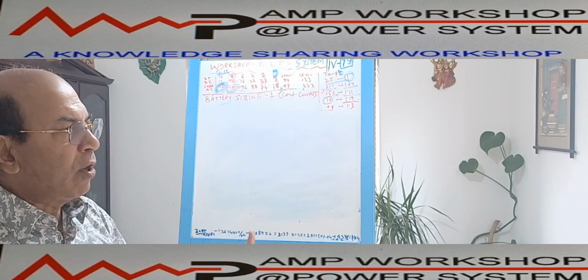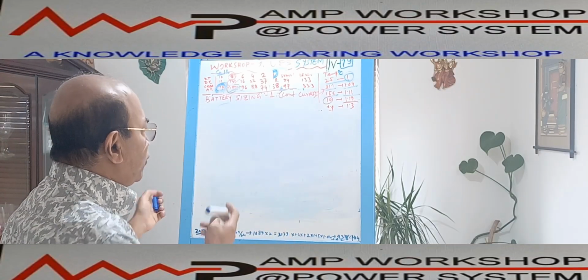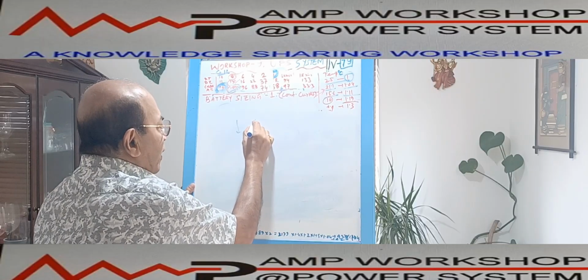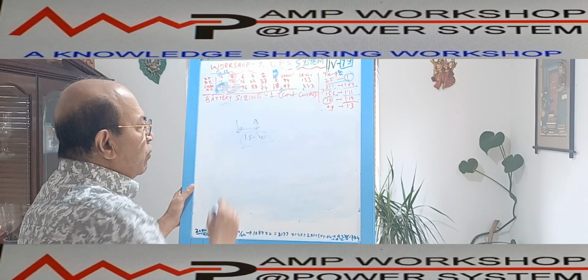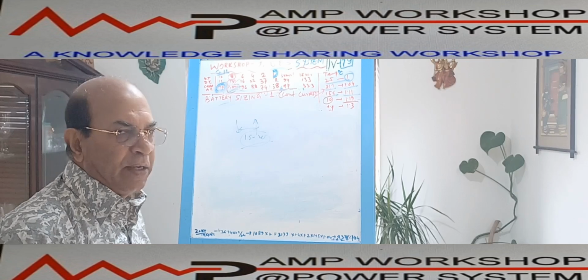Now the moment normal power generation shuts down and the generator starts, there is a time gap. It may be 15 to 20 minutes. So for this 15 to 20 minutes I have to back up this UPS. The UPS has to be backed up by the battery.